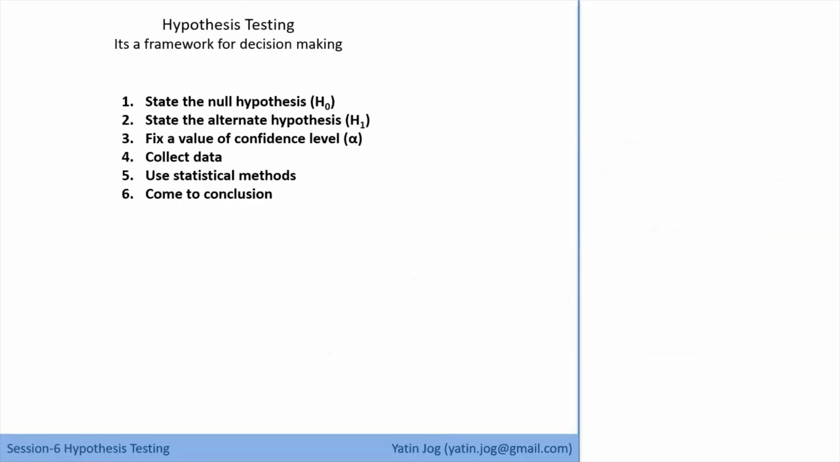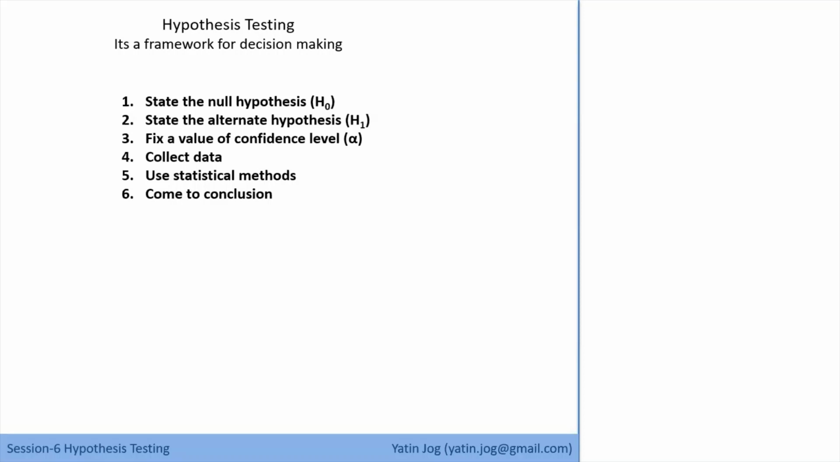Third step is you have to fix the confidence level. We'll discuss the confidence level concept also now. Fourth step is you have to either collect the data or use the collected data. Generally, we get ready-made data, so the fourth step is not required. You will get the required data.